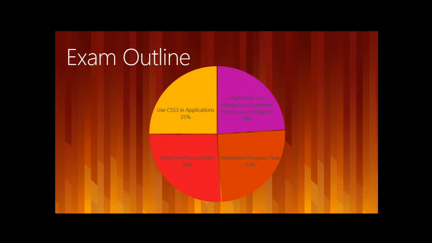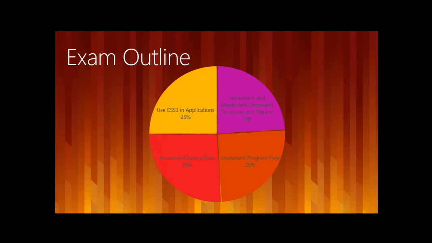So this exam is split into quadrants. I'm just going to say it out loud. I apologize for this. The first quadrant is really using CSS3 in your applications, being comfortable with CSS, being comfortable with the selectors, but understanding the delta between the CSS we all know and love and CSS3, some of the new things that came along there.